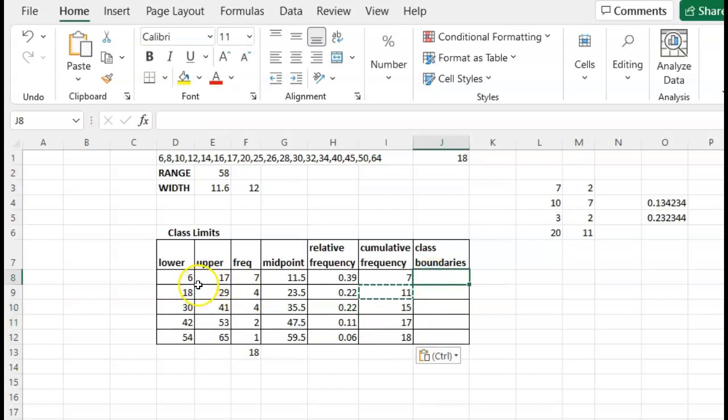Class boundaries is just subtracting 0.5 and adding 0.5. So I'm just going to do that manually because I have it all in one cell here. We got 17.5 to 29.5, 29.5 to 41.5, 41.5 to 53.5, and 53.5 to 65.5. And there I have my frequency distribution. A little quicker than doing it all out manually.